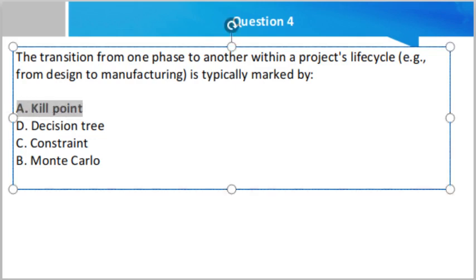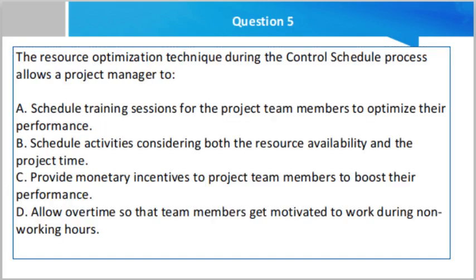Now, basically, friend, the transition from one phase to another within a project life cycle typically involves and is usually defined by some form of technical transfer or handoff. This is also called a kill point actually. Okay, friend, so I hope you got the point. Now question number 5.